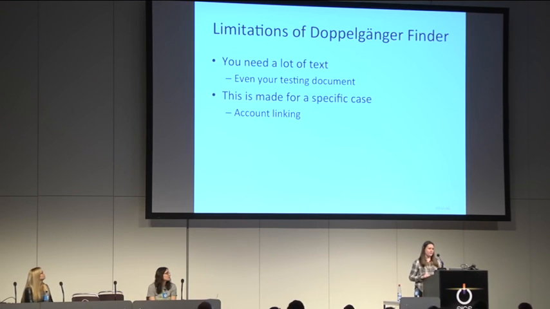And then the limitations of doppelganger finder. First of all, you need a lot of text, even in the training documents or testing documents. And so maybe more than 500 words even you would need of testing documents to make this really work. Additionally, it's made for a specific case, which is account linking. May not work for more specific cases than this.